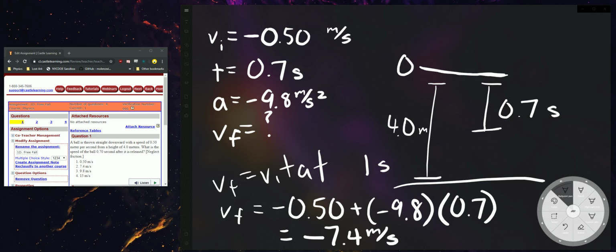But the question is asking what is the speed? Speed is a scalar. Okay? Speed is a scalar, and your velocity is a vector. So since speed is a scalar, we don't care about this negative sign. So the answer to this question is number 2.